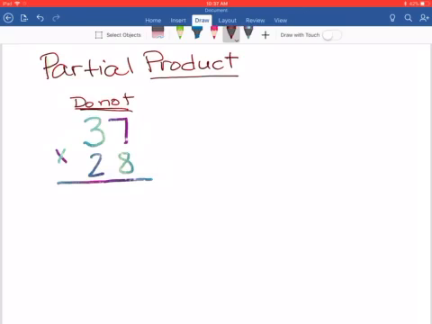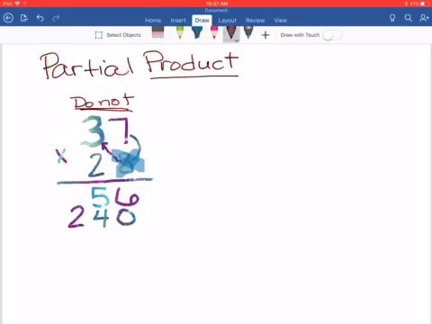All right. So we're going to start here. 8 times 7, and we know that 8 times 7 is 56. Then after we've done that, we're going to do 8 times 30, because remember, this number here is a 30. It's not a 3. 8 times 30 is 240.